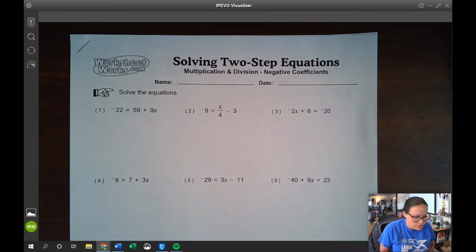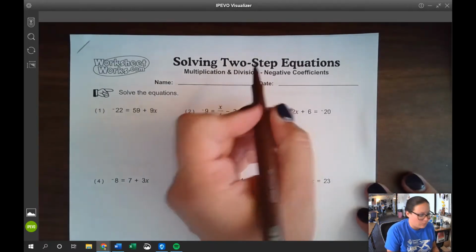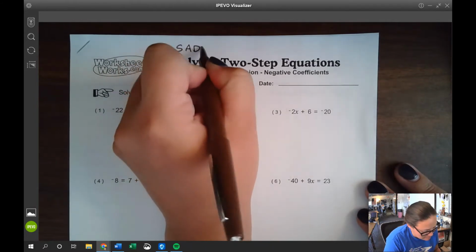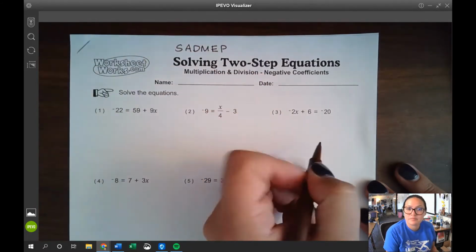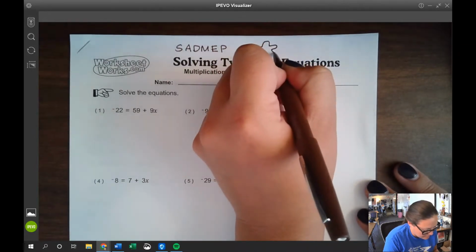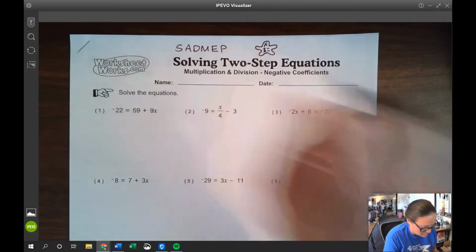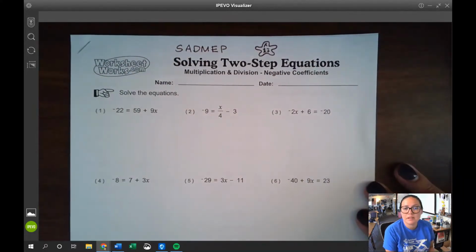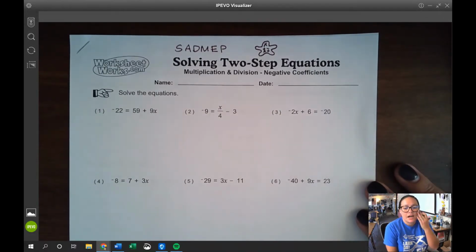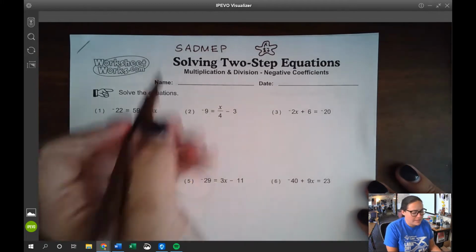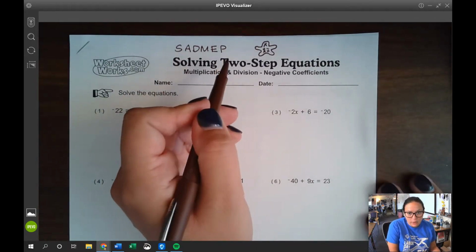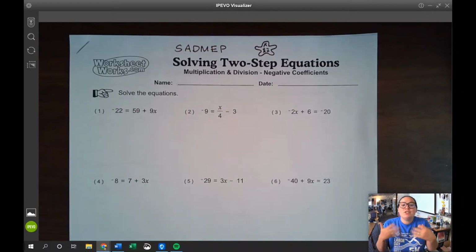Last week we talked about solving two-step equations, and we talked about SAD-MEP. Remember our sad little guy? It looks like this. There's SAD-MEP, mini SAD-MEP. And we talked about how this is our guide for solving equations, because when we're solving, we're undoing what's being done to the variable. And since we're undoing, we're going to do order of operations backwards.